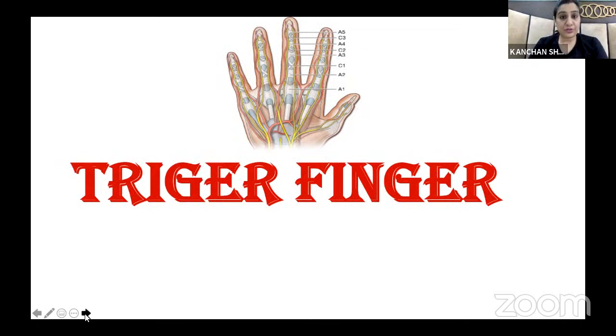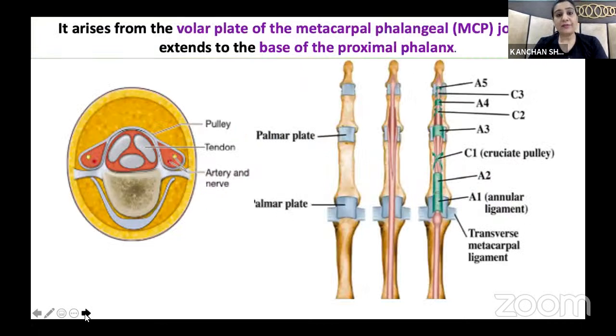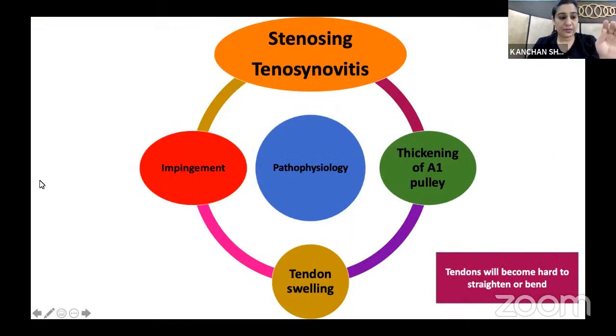Then coming to the trigger finger. Here I will be talking only about the A1 pulley. When your A1 pulley is involved, we call it trigger finger. So what exactly is that? When we are talking about the pulley, this is the pulley. This pulley is a fibrous tissue.